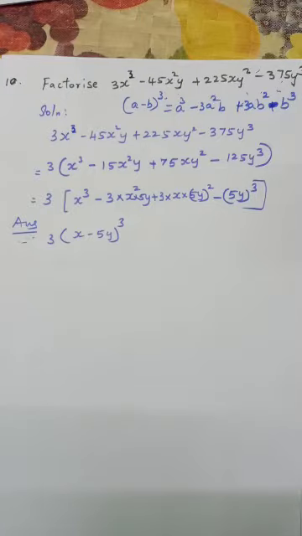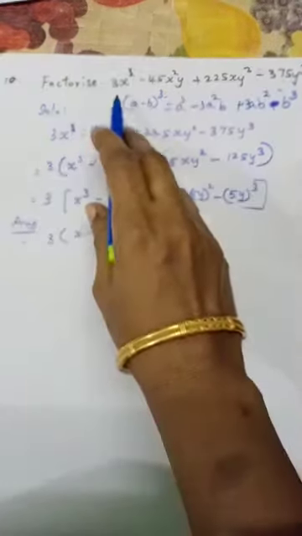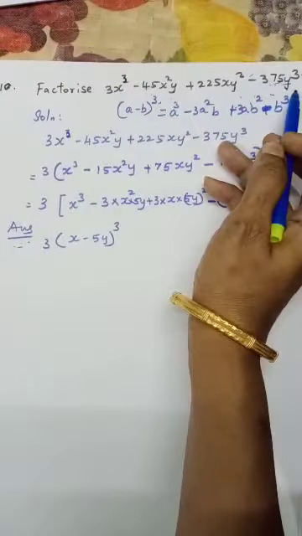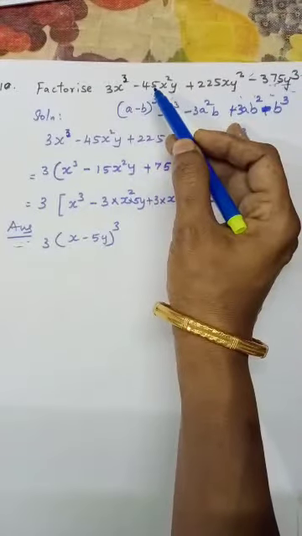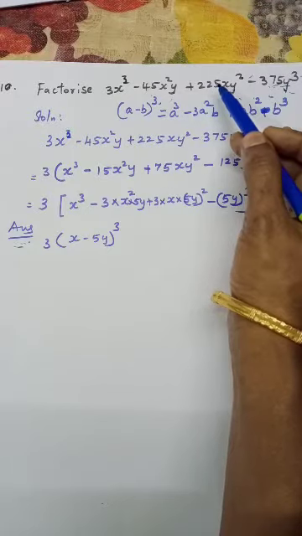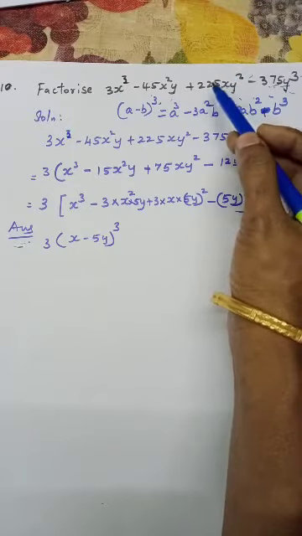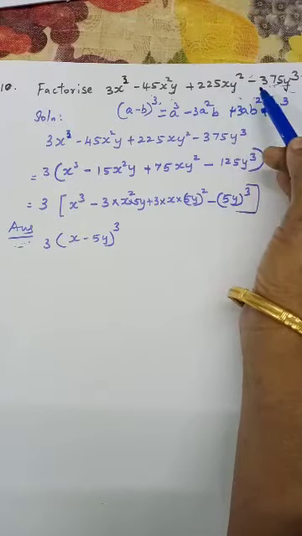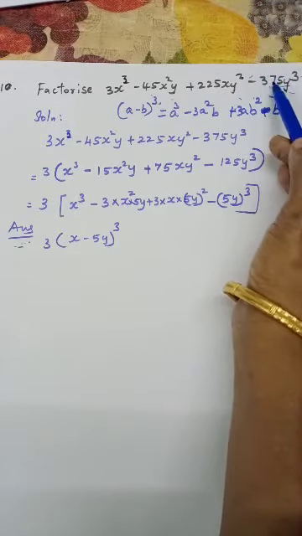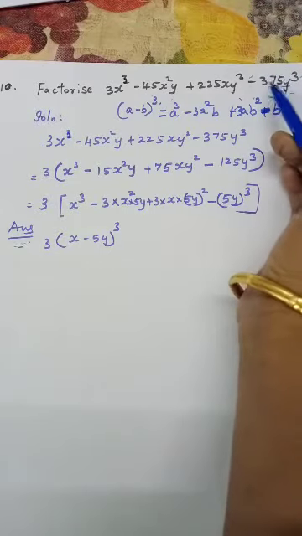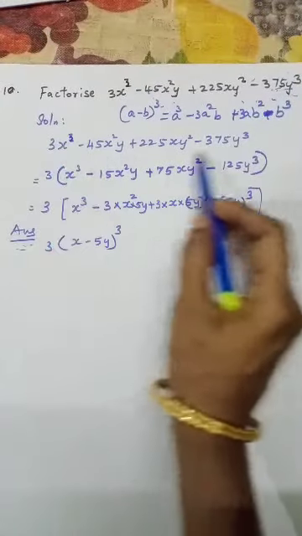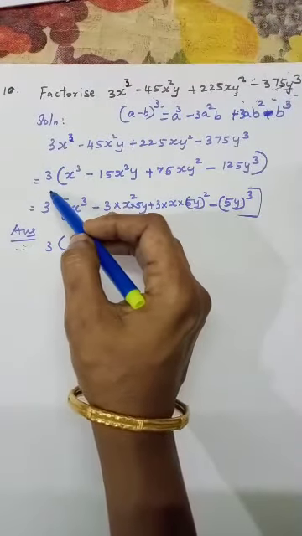Now, here 3 is extra. See here, all the numbers are divisible by 3. 3, here 15 3s are 45. Here 21, 7 times. Then remainder 1, 15, 5 times. So, it is also divisible by 3. Then, here 375, see here 1 times, here 2 times, remaining 1 and 5 times. This is also divisible by 3. We can take 3 common outside. Okay, from this, we are taking 3 common outside.